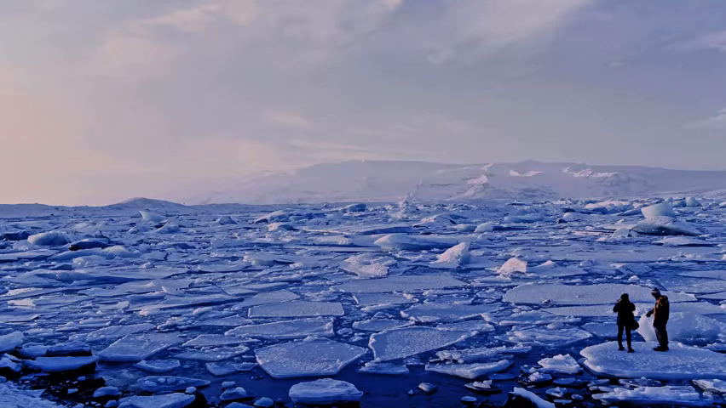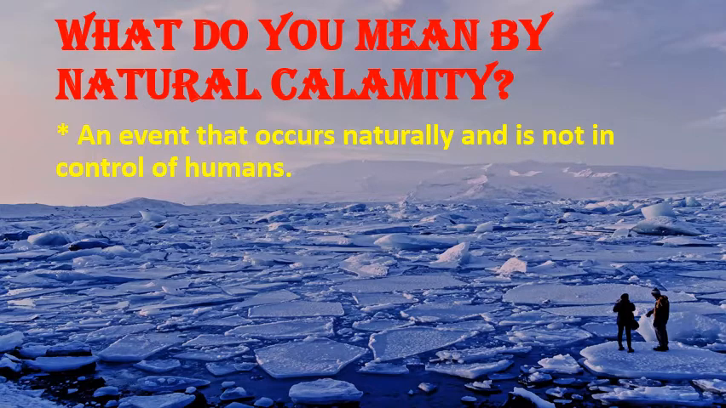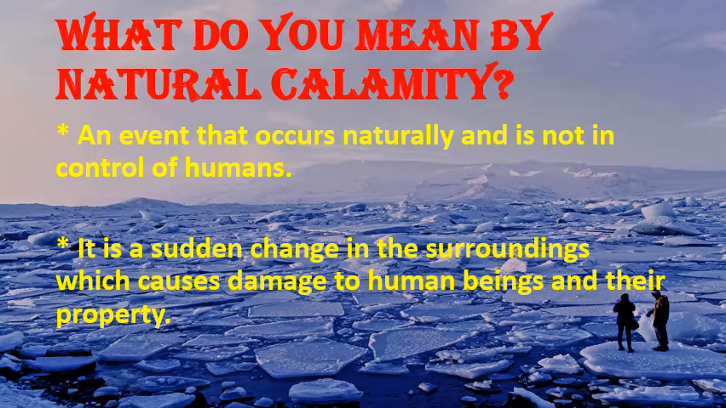Now, let's see what we mean by natural calamity. Well, a natural calamity is an event that occurs naturally and is not in the control of humans. It is a sudden change in the surroundings which causes damage to human beings and their property. Now, on this basis, we have classified natural calamity into different groups.